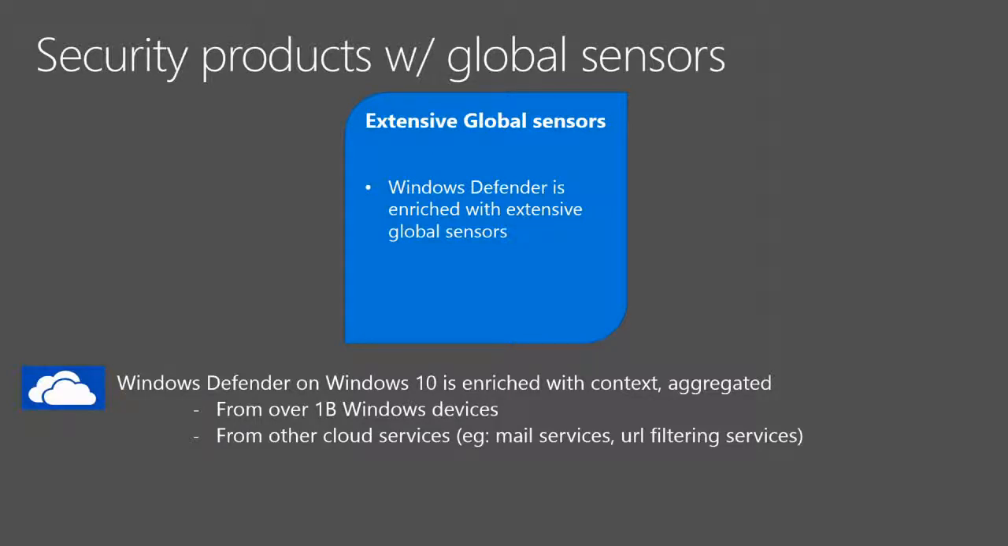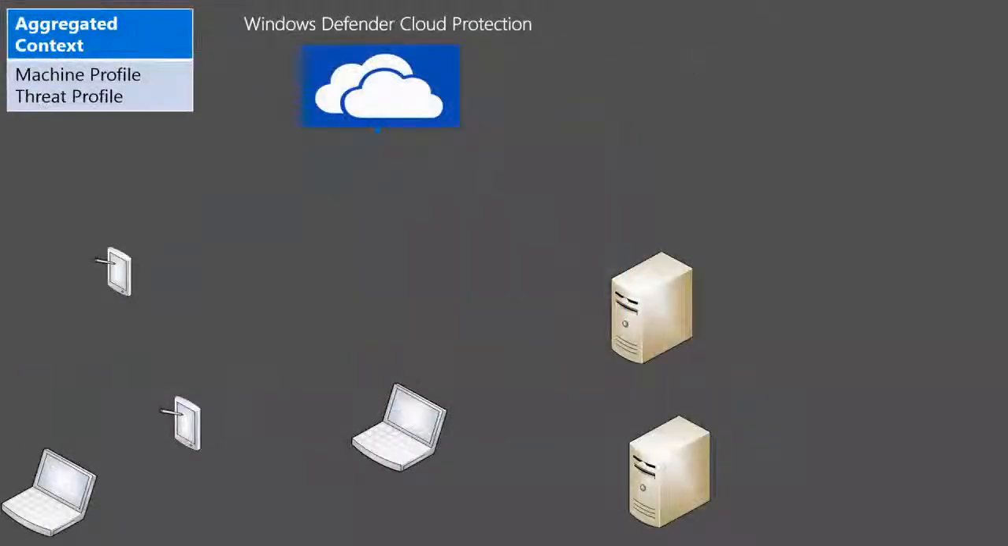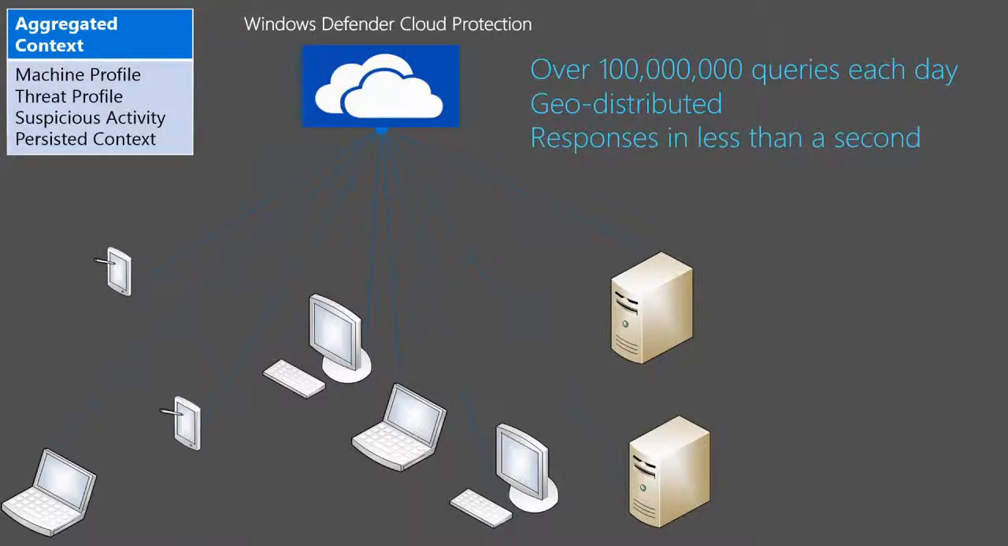But we went further. We said we also need the context from the largest email and file services and URL filtering services on the web. So you saw the previous example, where your VP got this file and ran it, and your developer got the script file, and they all send up the machine profile, the threat profile, the suspicious activity that occurred on the machine, and the persisted context. So today we receive over 100 million queries to our cloud service. This cloud service is geo-distributed and, importantly, privacy and compliance aware. We're building this out geo-distributed to respect the different compliance needs for the different geos as well. And we can respond to the different machines in less than a second.